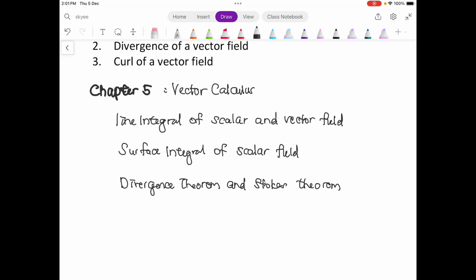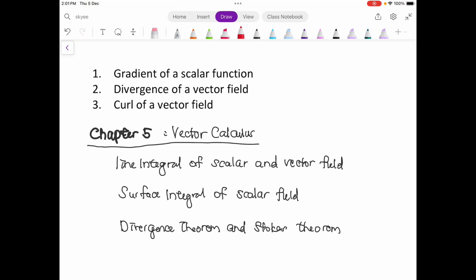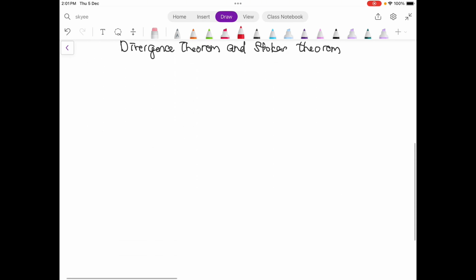The calculation in this chapter is to support the calculations of the subject electromagnetic fields and waves, because in that subject you are going to deal with many integration problems and also derivations of equations. So you need to understand all the concepts of how to perform the line integral and also the surface integral. Without delaying, let's go to the first section that we are going to go through today, that is the gradient of scalar functions.